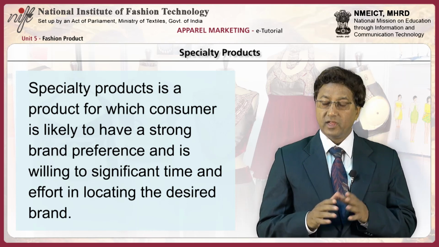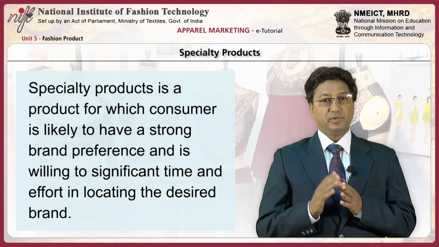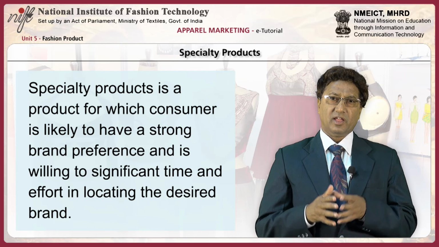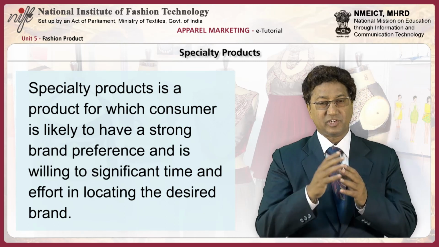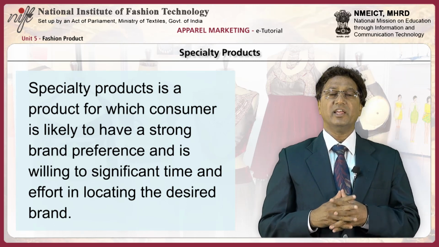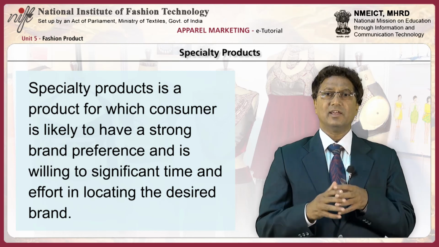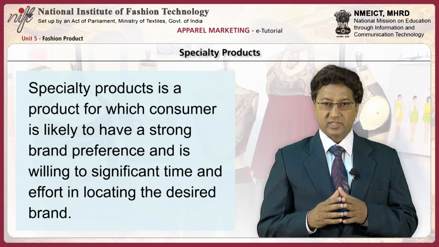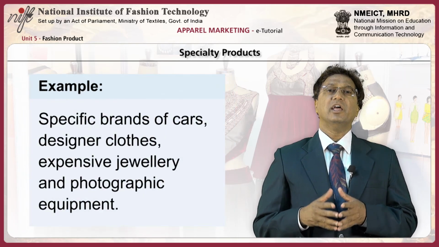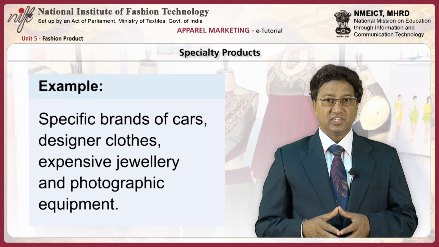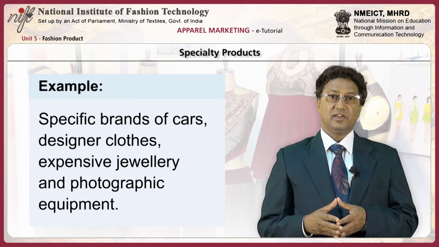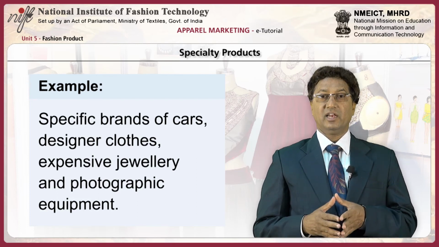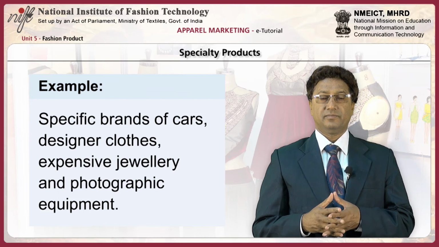Buyers normally do not compare specialty products. However, they spend substantial time and effort in planning the purchase, that is, deciding on the brand and arranging for the relevant sources to buy the product. Examples include specific brands of cars, designer clothes, expensive jewelry and photographic equipment.